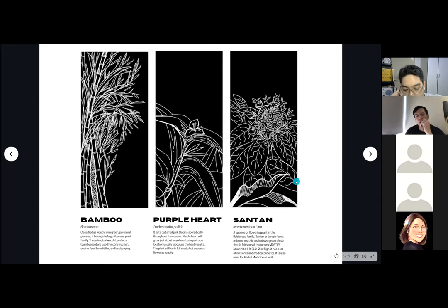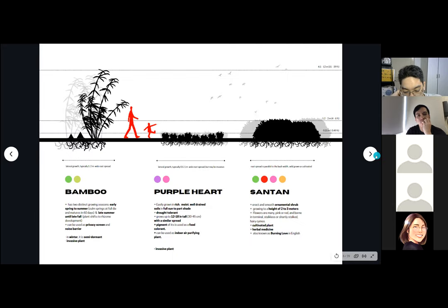Next is santan. In residential areas there are many santan, that's why I also picked it. It also has a lot of benefits that I'll show later. Before I started, I also studied the height and the lateral spread of their roots. You can see their silhouette here.